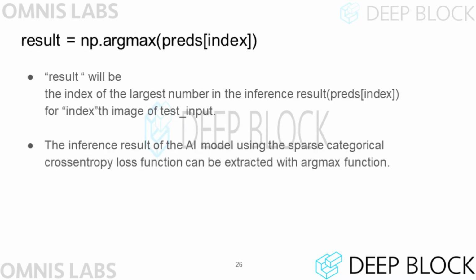When test input is passed to the model, model.predict returns preds. Among them, preds[index] contains the inference information of the test image that exists in the index position of test input. preds[index] consists of 10 numbers. The index of the largest number among these 10 numbers is the class value you want to find. This function received this value in the result variable.